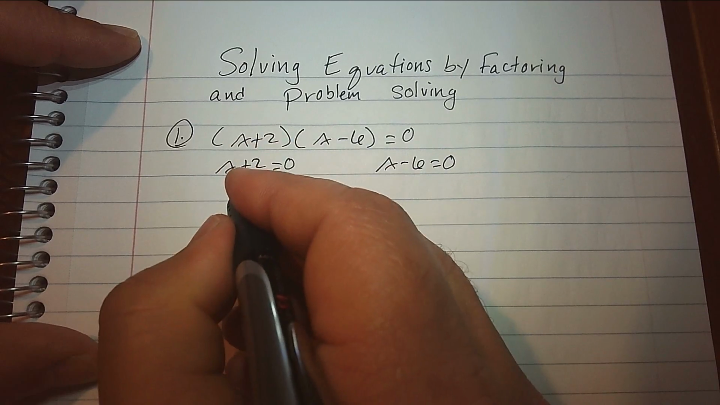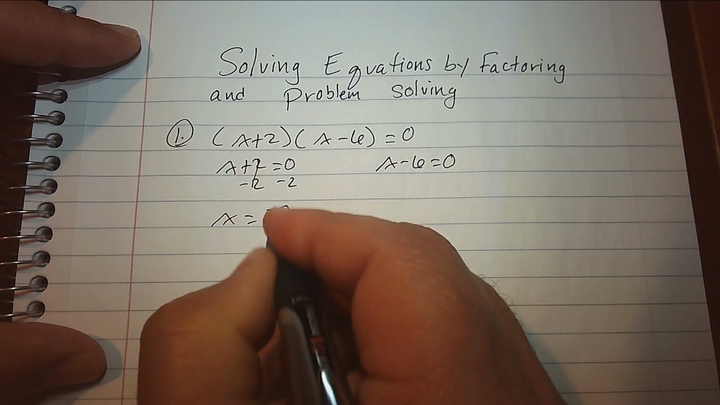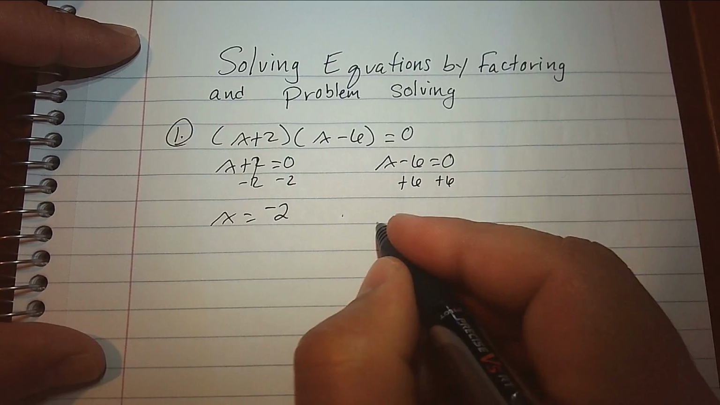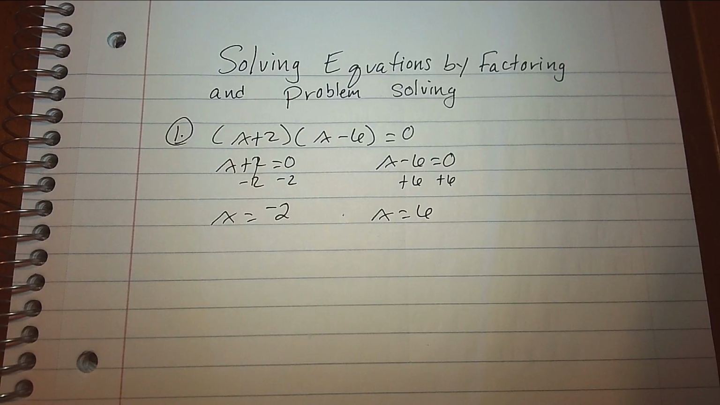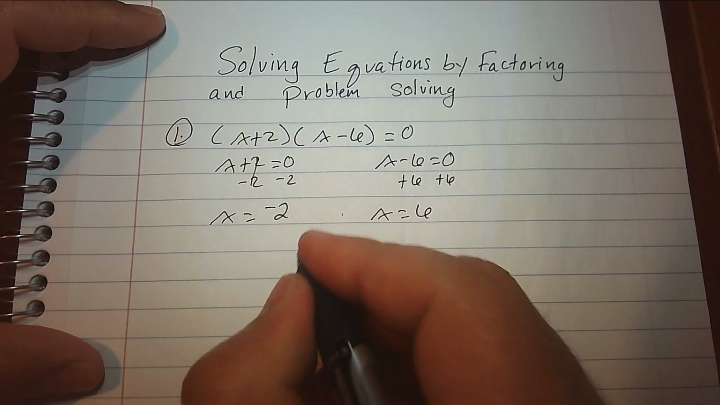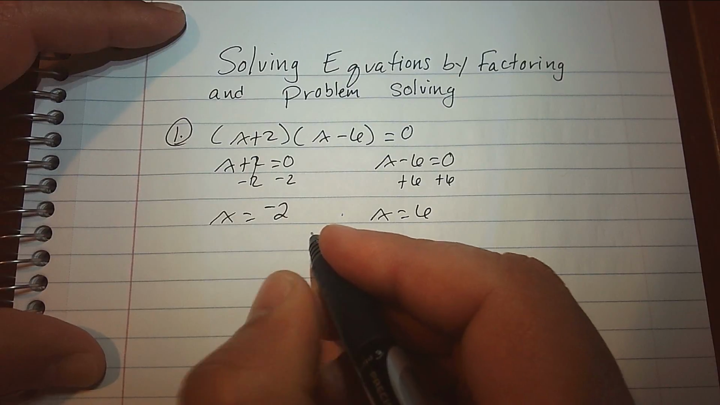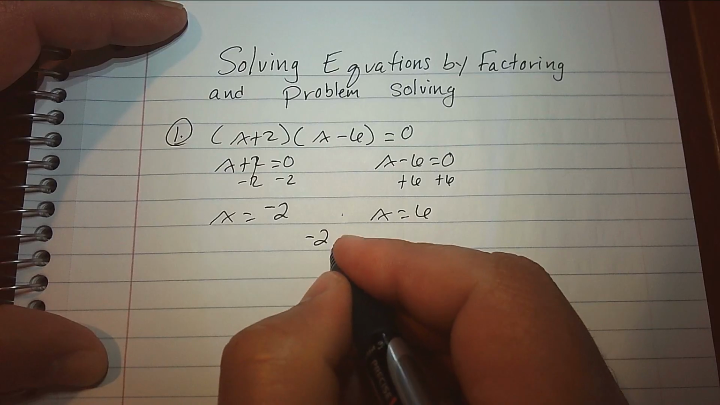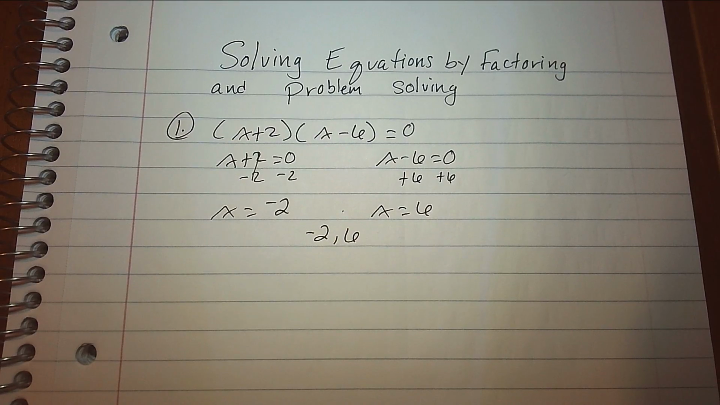So to solve this, we would subtract 2. Those cross out. So x equals -2. And in here we would add 6. And in this case, x equals 6. So that means our solution for this particular problem is going to be -2 and 6. Pretty simple, right? They always start out simple, don't they?